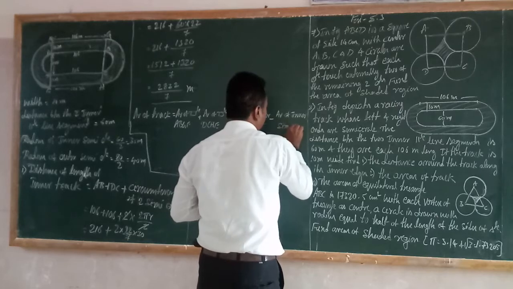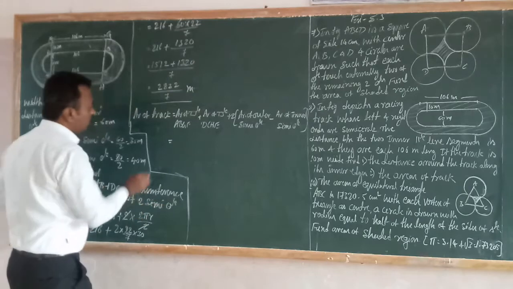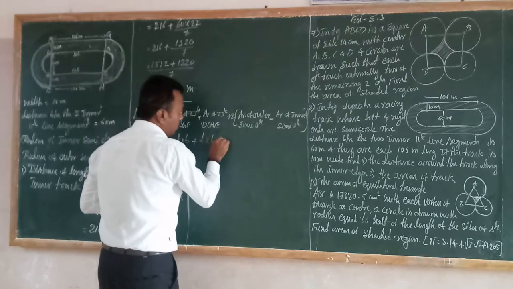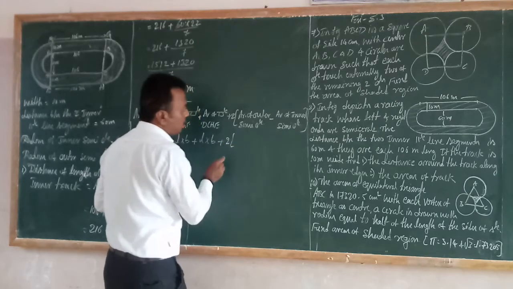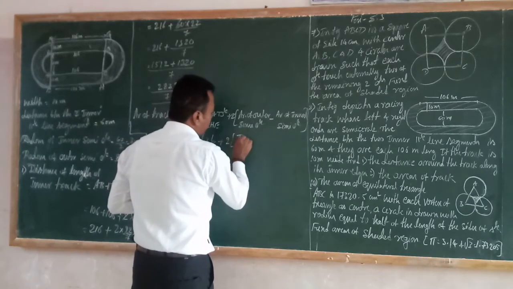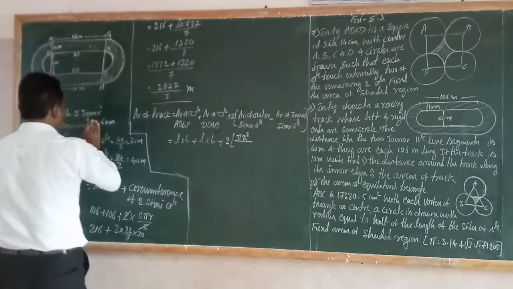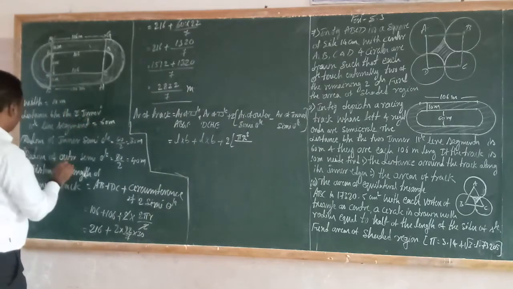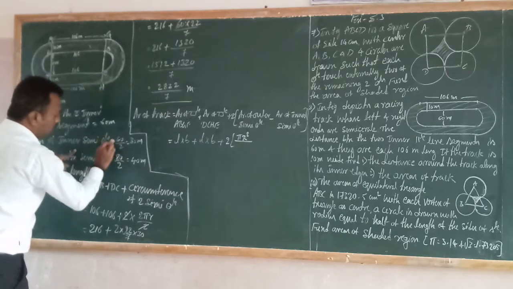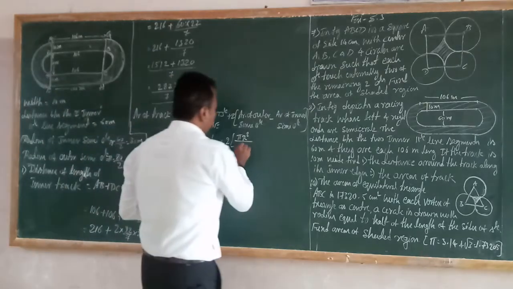Okay. Next, what is the area of the rectangle? L into B plus, here also, L into B plus 2 into. So what is the area of the outer semicircle? Area of the outer semicircle is pi R square by 2, taking capital R, minus small r square, the radius of the inner semicircle. I represented the small r and this is the capital R. So, pi R square by 2 minus pi small r square by 2.